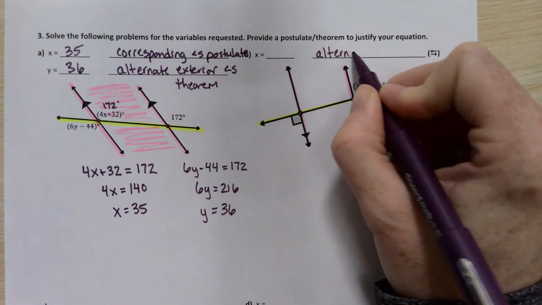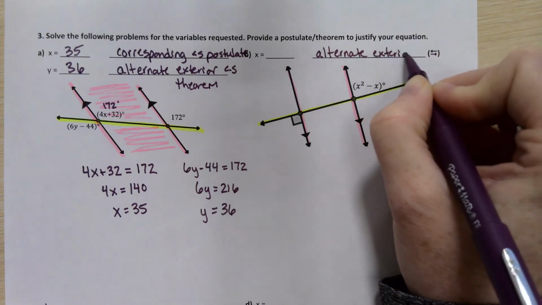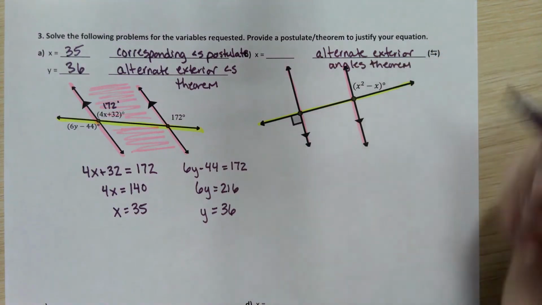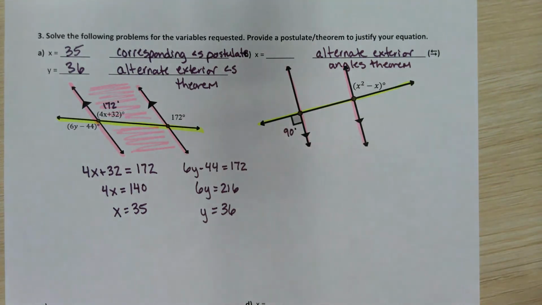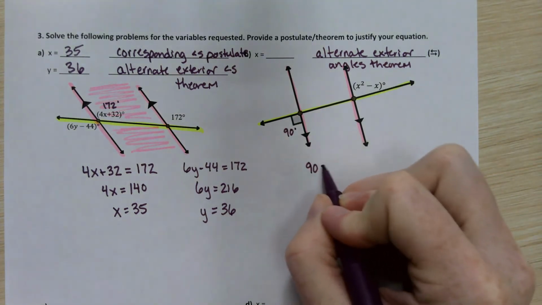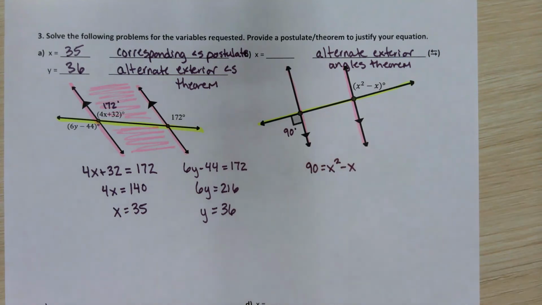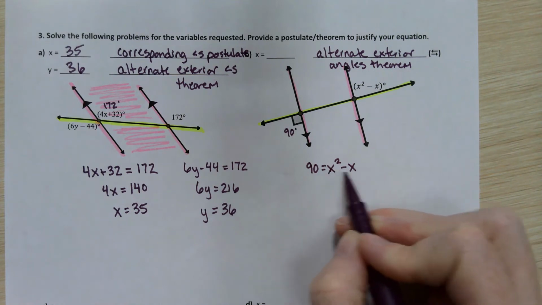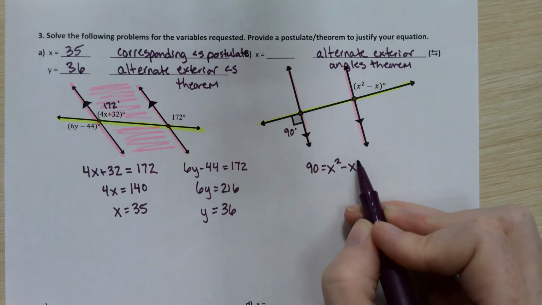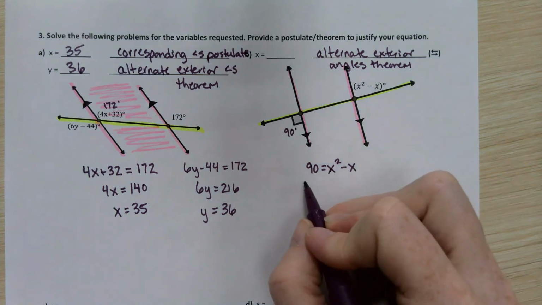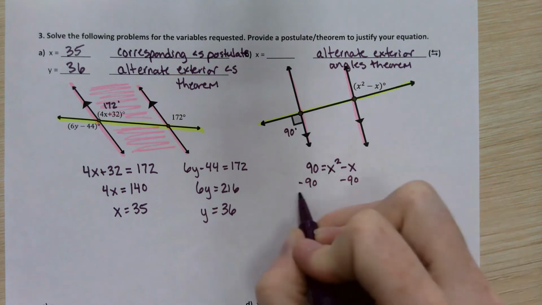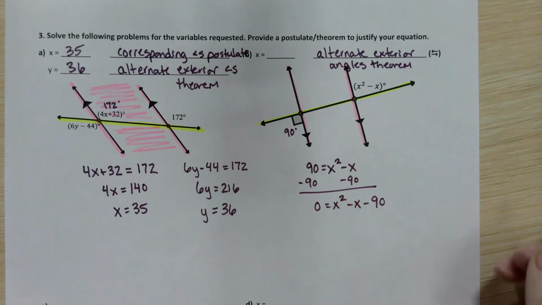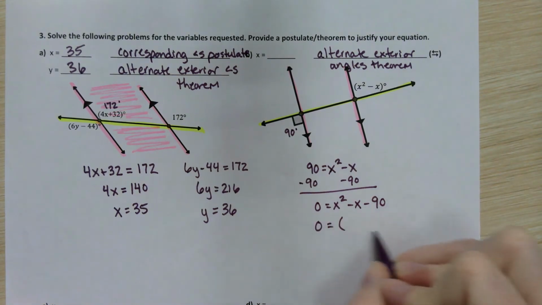So I'm going to use my alternate exterior angles theorem to set these things equal to each other to solve for x, keeping in mind that that little box means that that angle is 90 degrees. So 90 is going to equal x squared minus x. And then I run into a problem because I cannot use square roots to solve if I have x squared and x to the first, regular x. So this is a situation where we're going to have to get this equation to equal 0. And then factoring is going to be the method we use to figure out what x could be equal to.